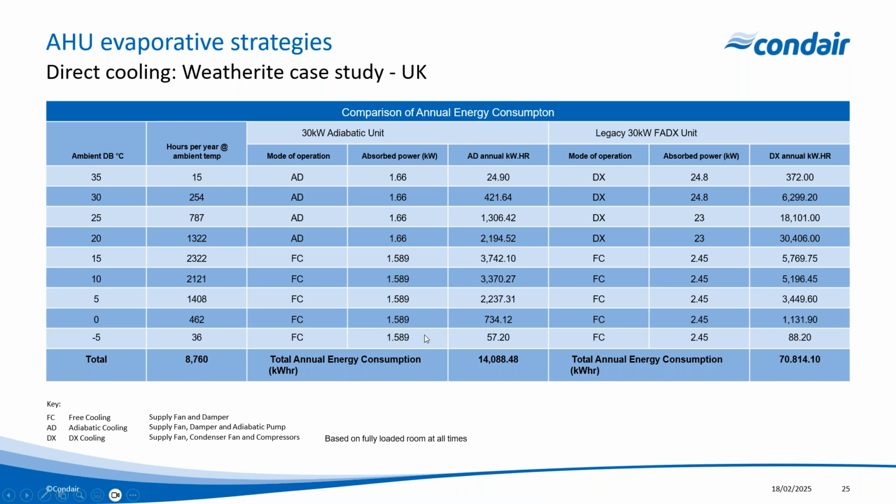And when we calculate out the cumulative effect of the run hours between both systems, the 30 kilowatt DX system compared to the adiabatic, the DX system would be using about 70,814 kilowatts throughout the year, compared to 14,088 kilowatts throughout the year. So a huge reduction in energy consumption between the two systems.